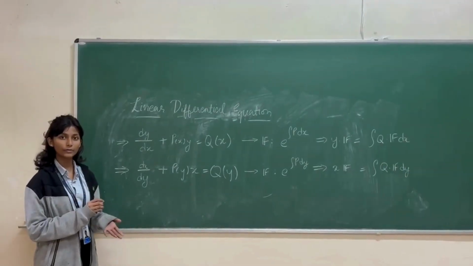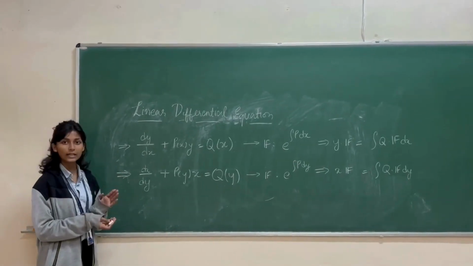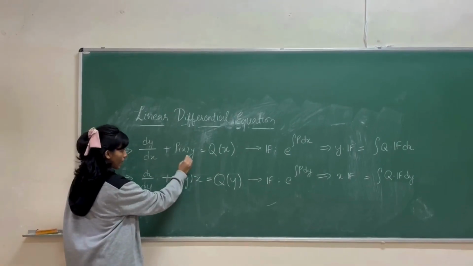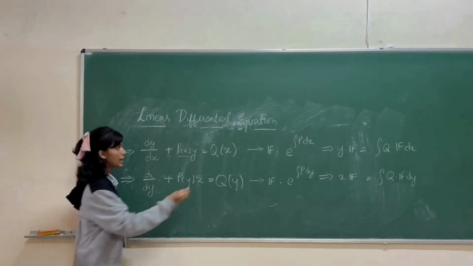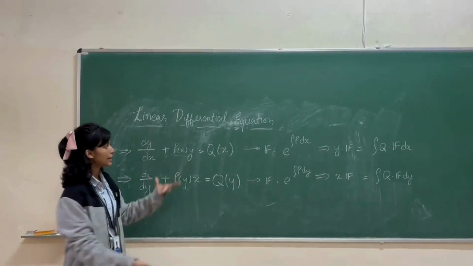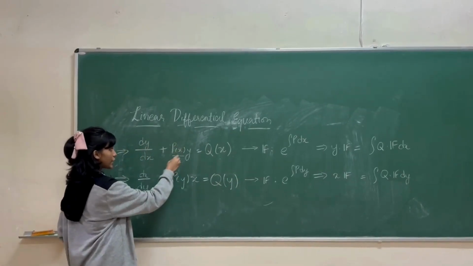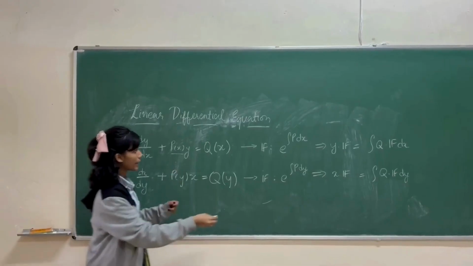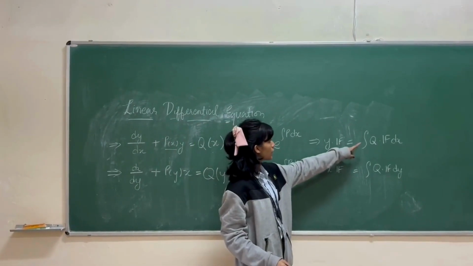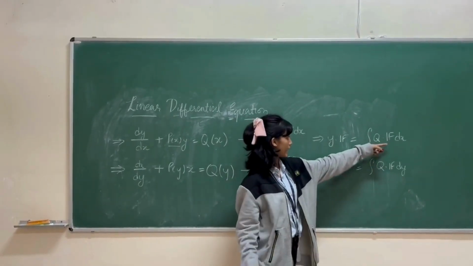Another way to solve a differential equation is by using the linear method. An equation is linear if it is in the form dy by dx plus P y, where P is a function of x, is equal to Q of x. Now when we have it like this, then the integrating factor is e to the power integration of P dx. And then when we get this integrating factor, we multiply it with y, which is equal to the integration of Q into the integrating factor with respect to x.